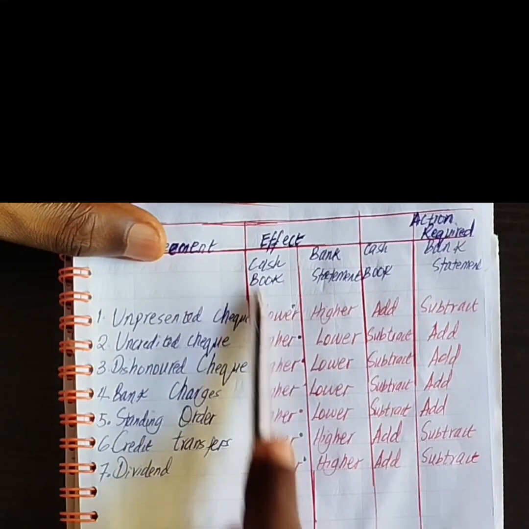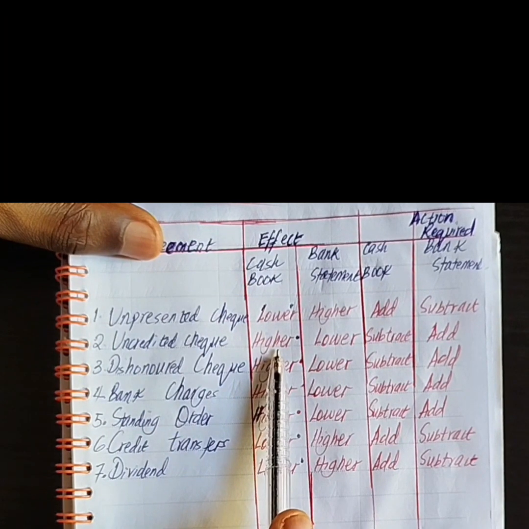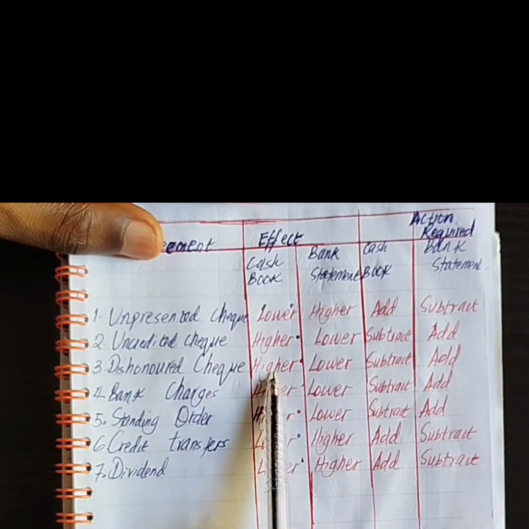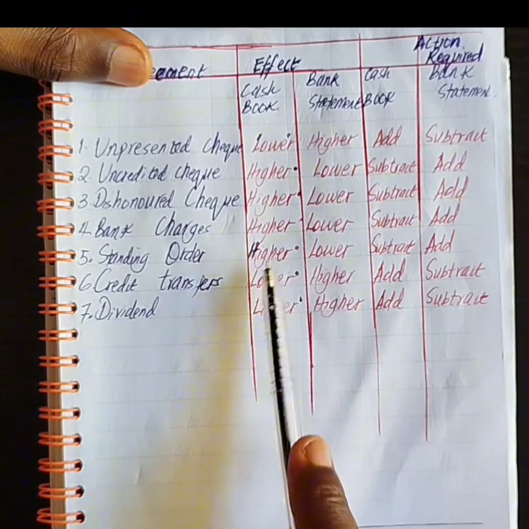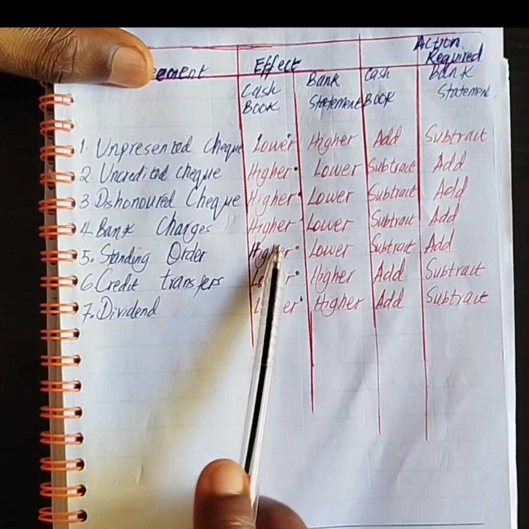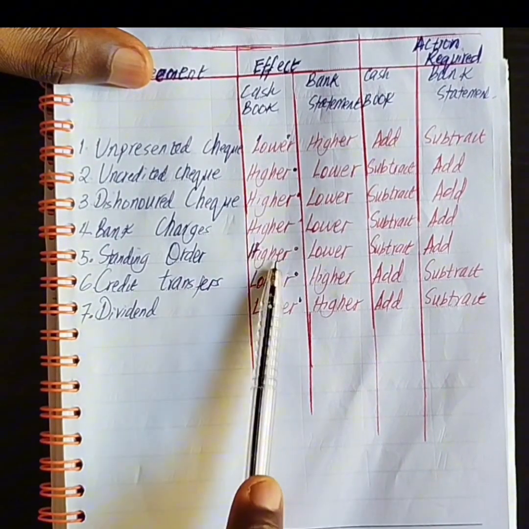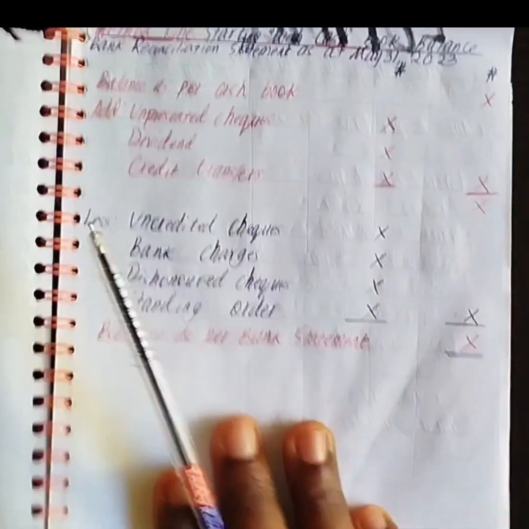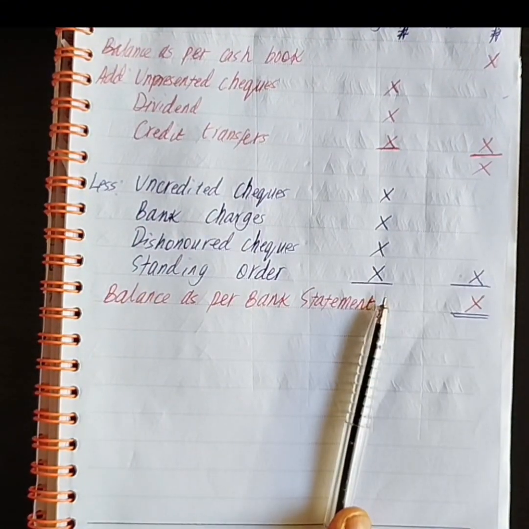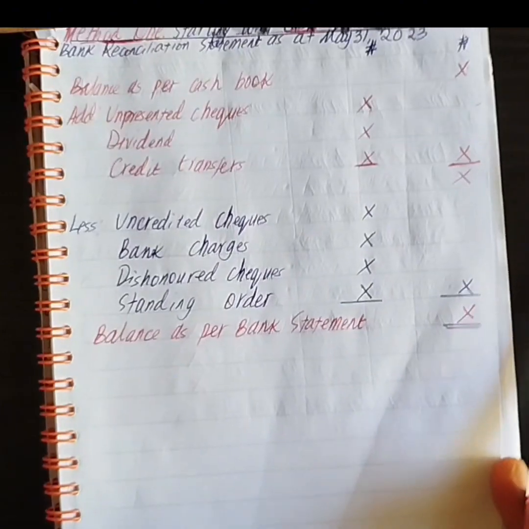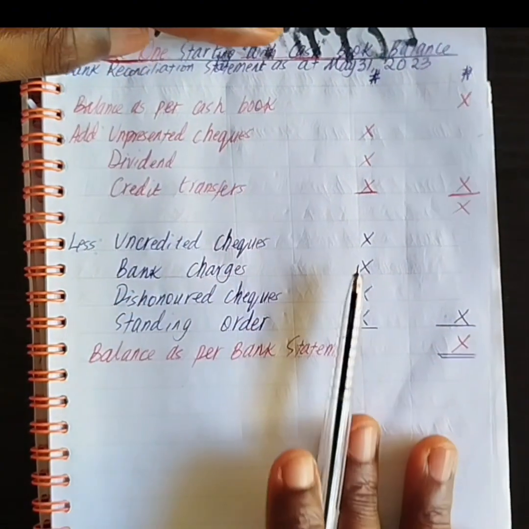See, uncredited check made the cash book to do what? To appear higher. Dishonoured check made the cash book to do what? To appear higher than normal. Standing order made the cash book to do what? To appear higher than normal. Okay, so these items that made the cash book to appear higher than normal will be deducted from the balance as per cash book.